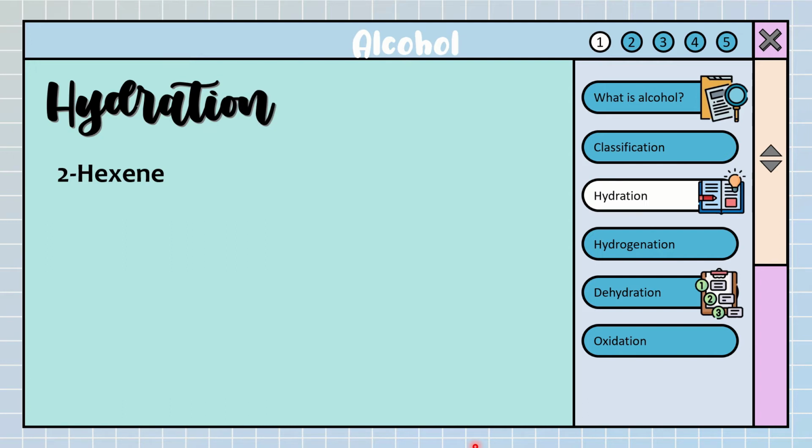Let's have some exercise here. Predict the products formed by the hydration of the following alkenes. For our first example, we have 2-hexene. Since hexene consists of 6 carbon atoms, let's draw first the 6 carbons.